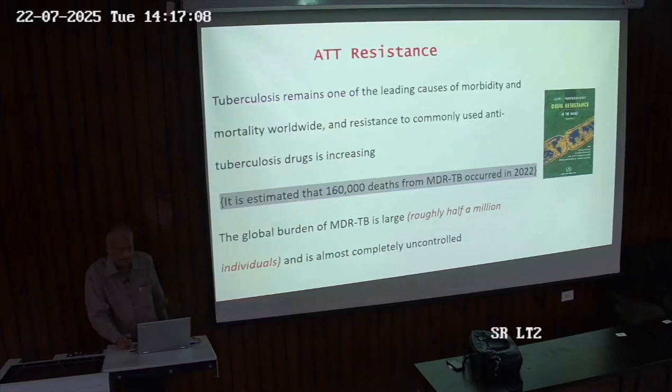Now coming to anti-tuberculosis drug resistance, as already described in previous classes, it is one of the leading causes of morbidity and mortality worldwide. Resistance to commonly used ATT is increasing. It is estimated that 160,000 deaths from MDR-TB occurred in 2022. The global burden of MDR-TB is large, roughly 500,000 individuals, and is almost completely uncontrolled and on the rise again.